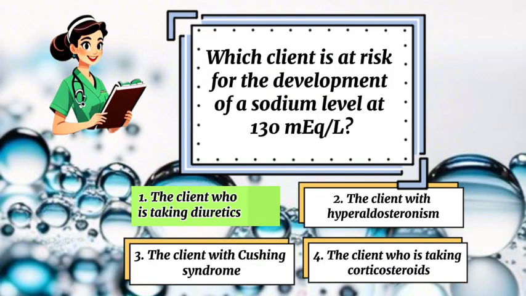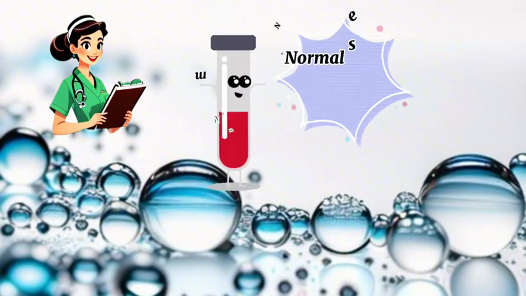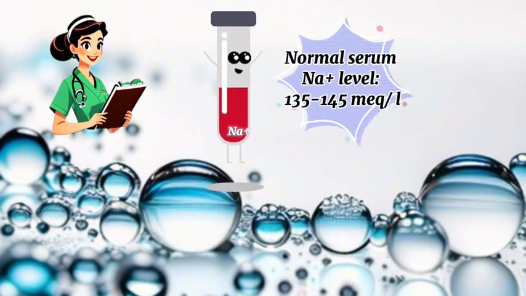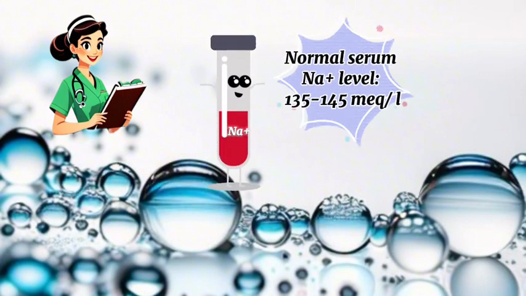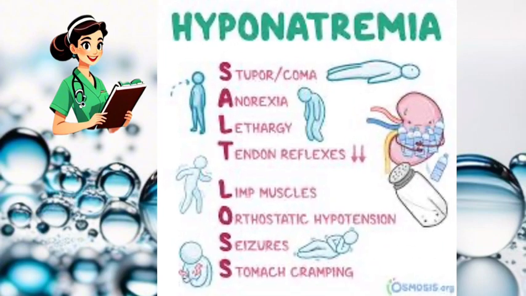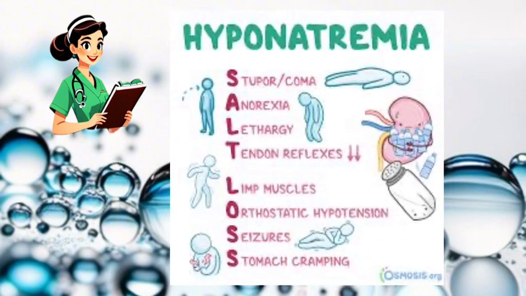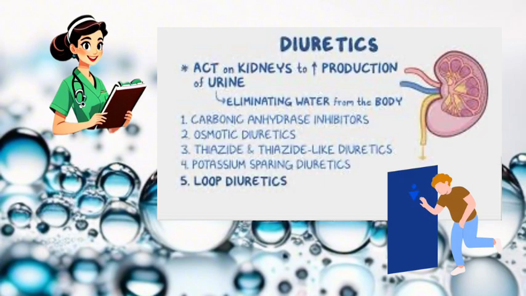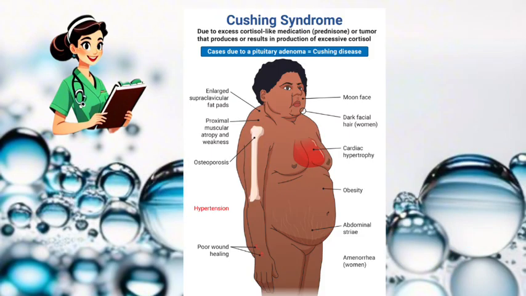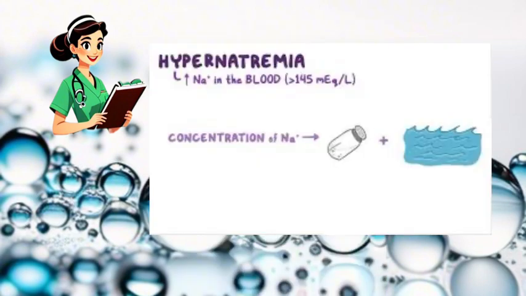1. The client who is taking diuretics. Rationale: the normal serum sodium level is 135 to 145 mg per liter. A serum sodium level of 130 mg per liter indicates hyponatremia. Hyponatremia can occur in a client taking diuretics. The client taking corticosteroids, and the client with hyperaldosteronism or Cushing's syndrome are at risk for hypernatremia.